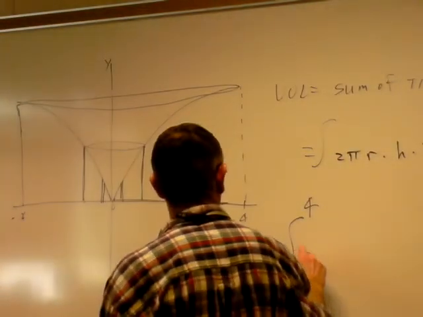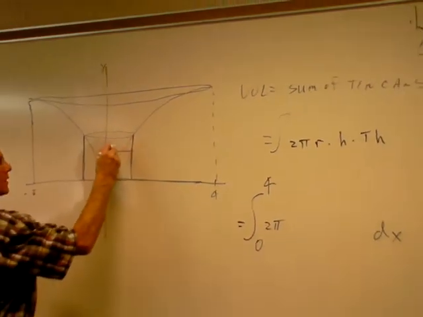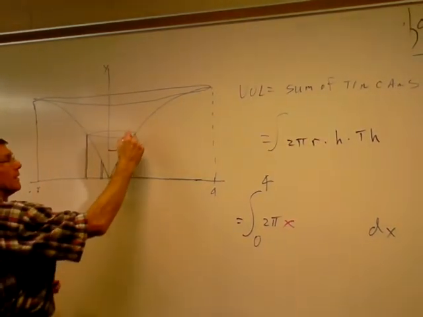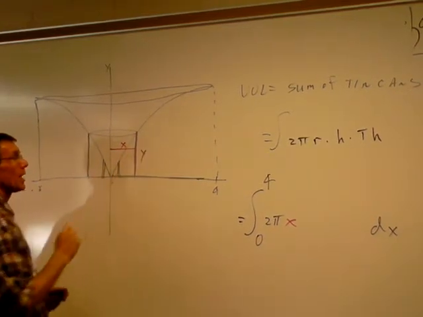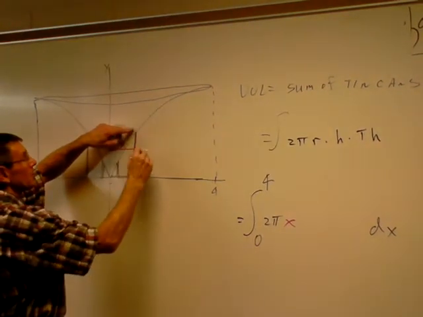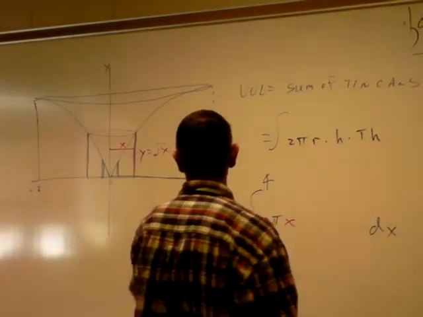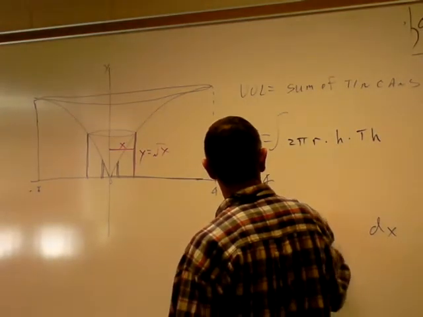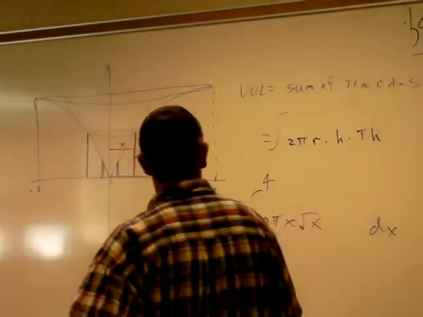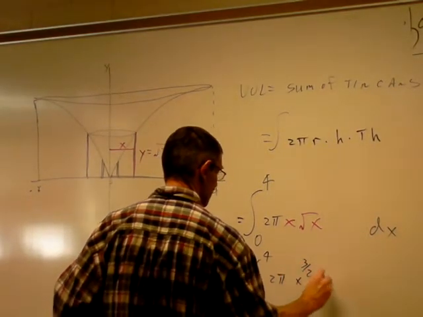2 times pi. What's the radius? Well, the radius of our tin can is this distance right there, x. The height of our tin can, that's right here. That's a y value, which is the square root of x, because it was created by this function, the square root of x. So we replace r with x, and we replace height with the square root of x. And there's our answer. So we did 0 to 4, 2 times pi, x to the 3/2 dx.